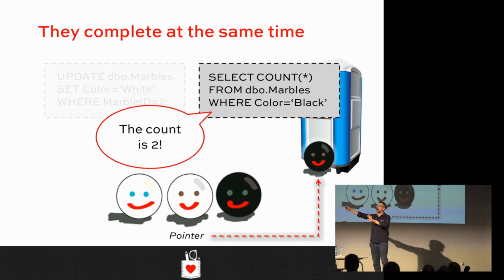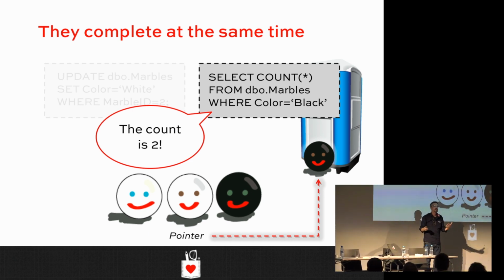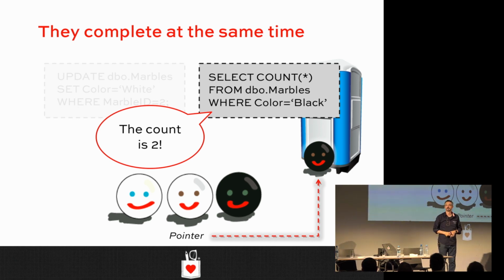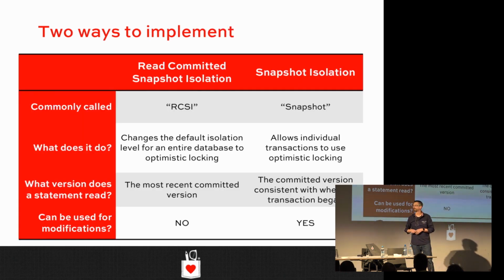This isn't a showstopper of a problem. Most folks would much rather do this than be blocked forever waiting for that update to finish. So here's the differences between those two. With pessimistic locking by default, I saw a true version as of when my query finished. With optimistic locking, I saw a true version as of when my query started.